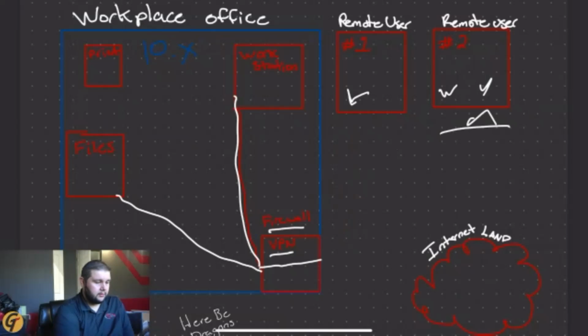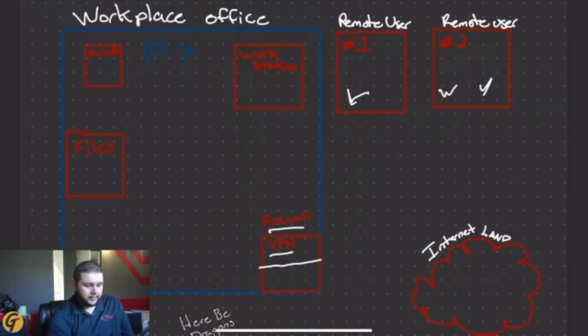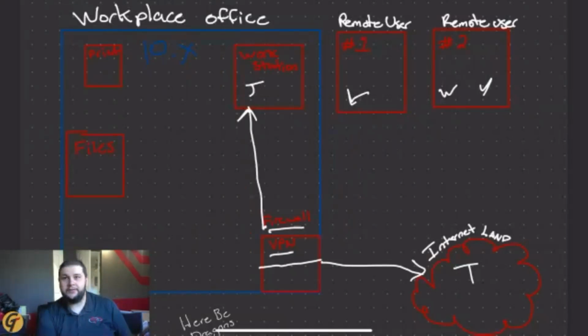So there we go. What happens with that is, if TeamViewer is out on the internet, your workstation at the office needs to constantly send a reminder to the TeamViewer server out on the internet: Hey, I'm still here. This is how you connect to me. 30 seconds go by. Hey, I'm still here. And every 30 seconds, that back and forth is always happening.